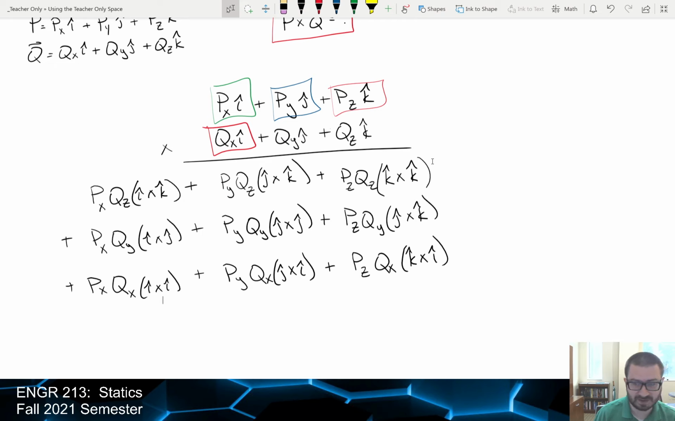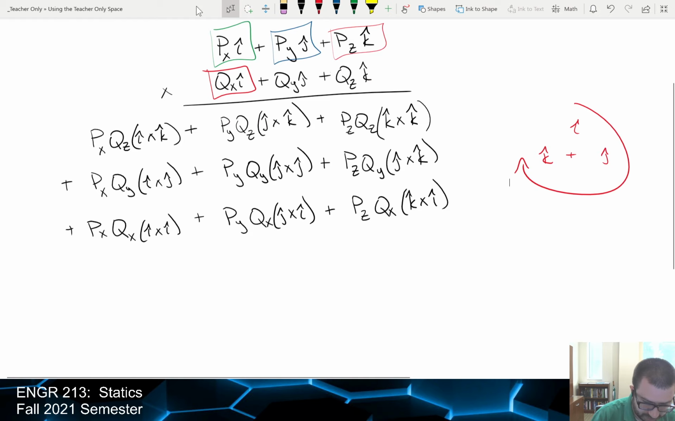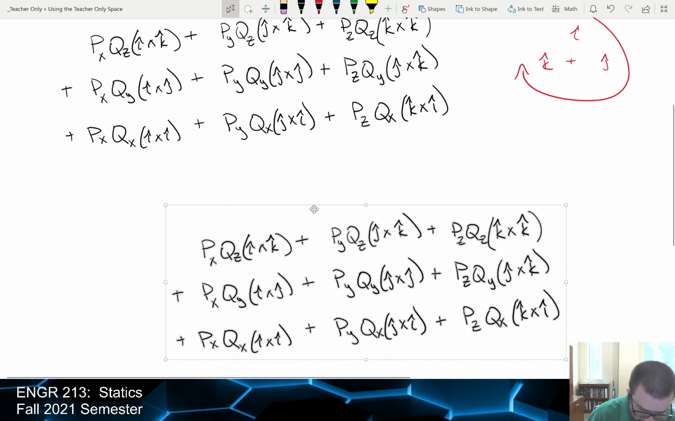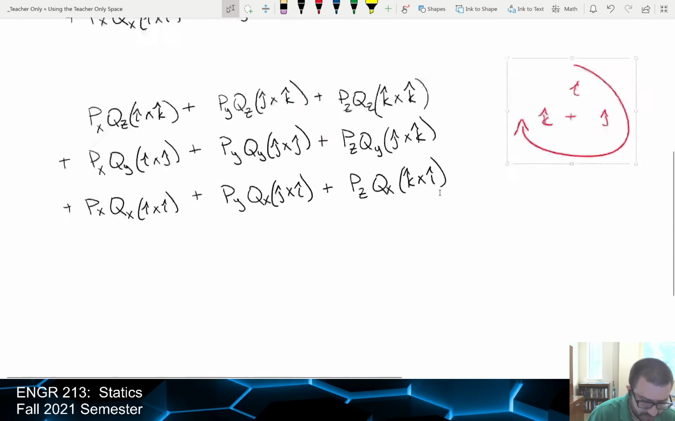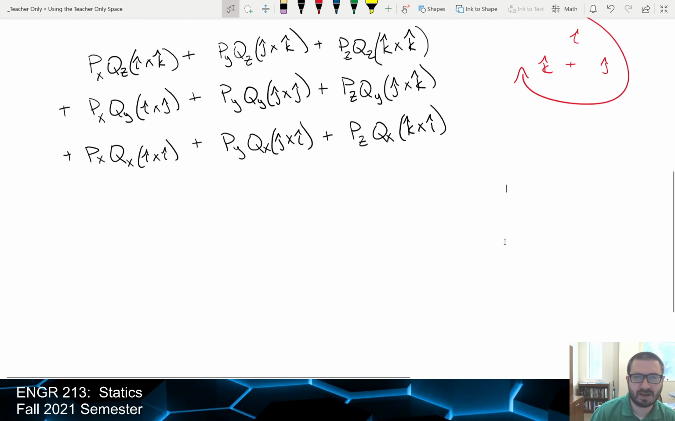That's the answer, but that's a lot. So can we simplify this? Yes, we can simplify this, using the moniker that we know with the cross products of the unit vectors. Now I'm lazy here, so I'm actually going to copy this whole thing. I want to look at this and see if there's something we can do to make our lives a little easier.